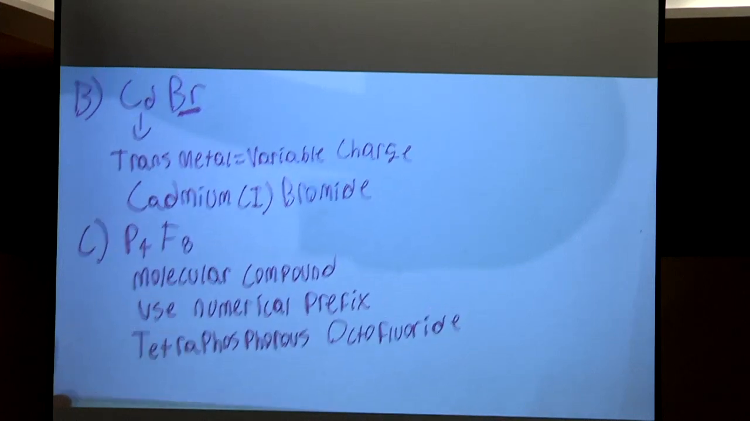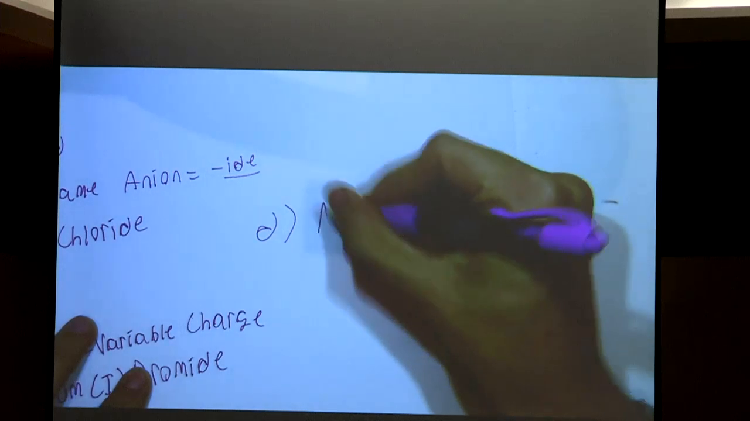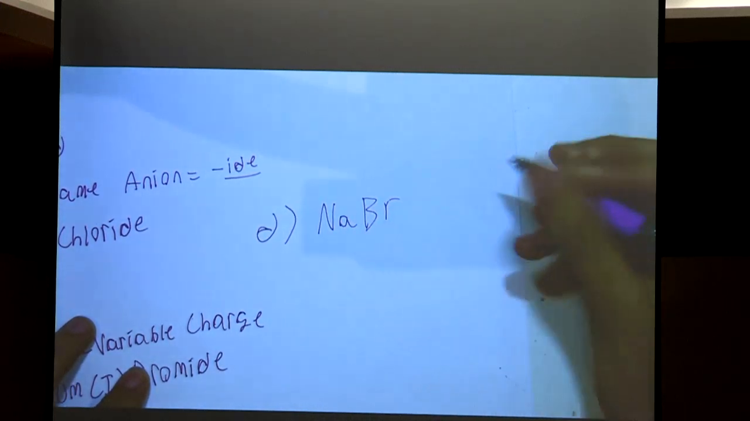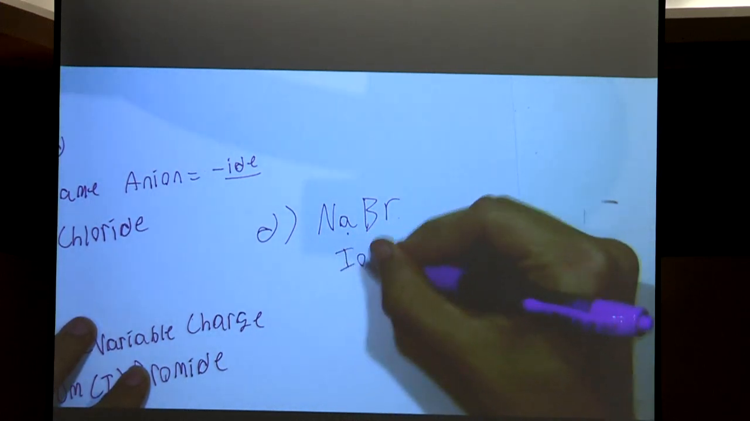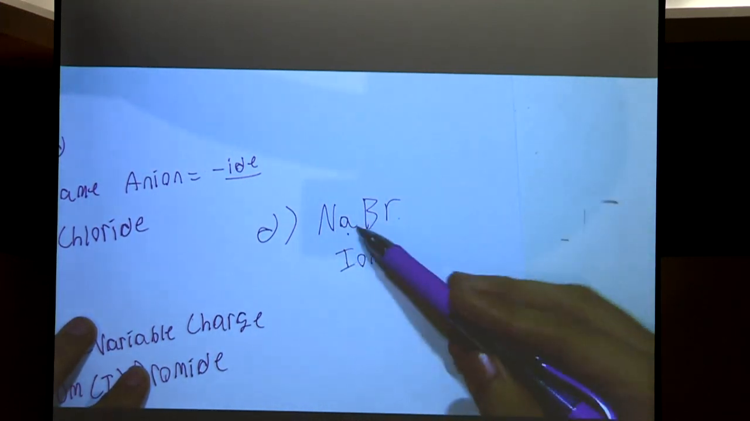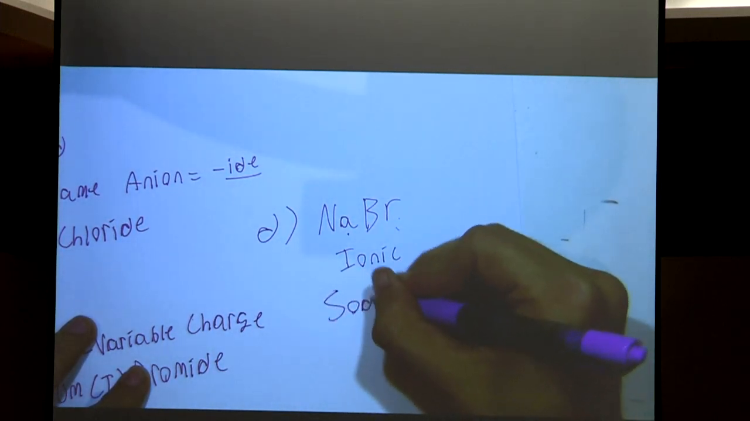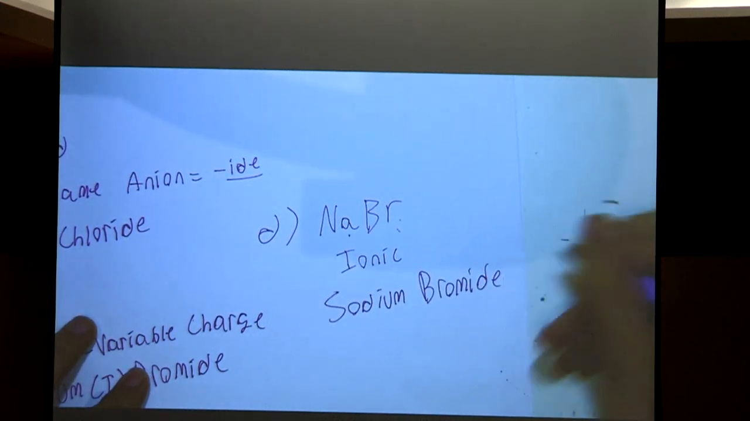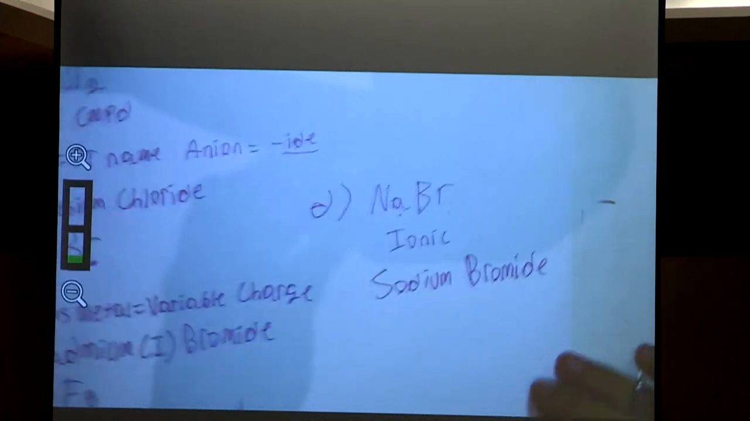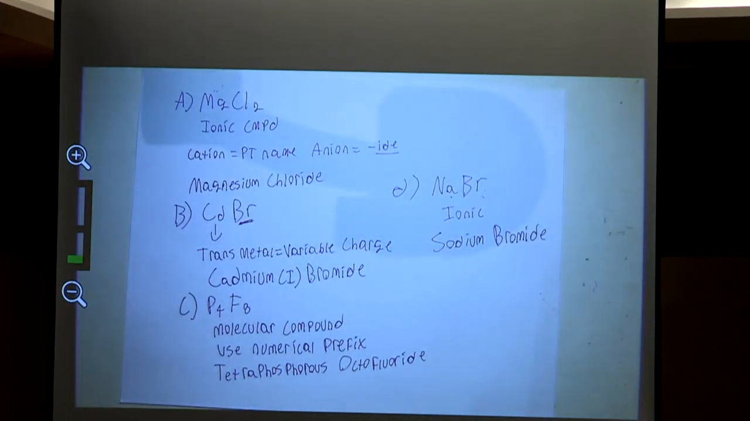All right. D is NaBr. Again, sodium's on the left side of the periodic table, bromine's on the right, so this is ionic. We just use the full name of Na and then add that ide suffix. Sodium bromide. Okay. Any questions on this part of naming?